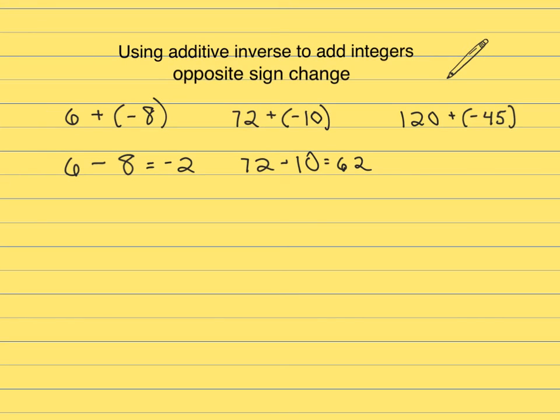Last problem, 120 plus -45. Let's do an opposite sign change. The opposite of addition is subtraction, and the opposite of a negative is a positive. 120, and we're going to take away 45. Again, if that looks like it's a lot easier to solve, then use additive inverse. Well, 120, and if I take away 40, I know that equals 80, and I have to take 5 more away. So my answer is positive 75.